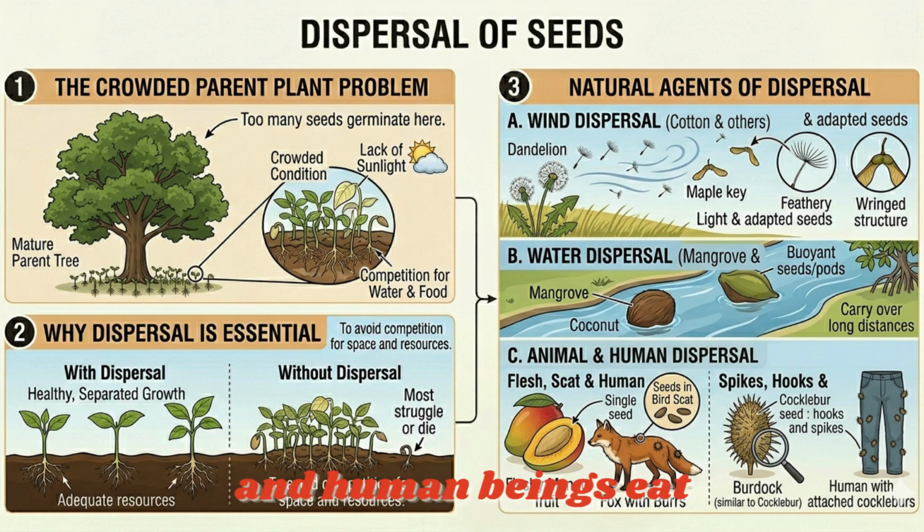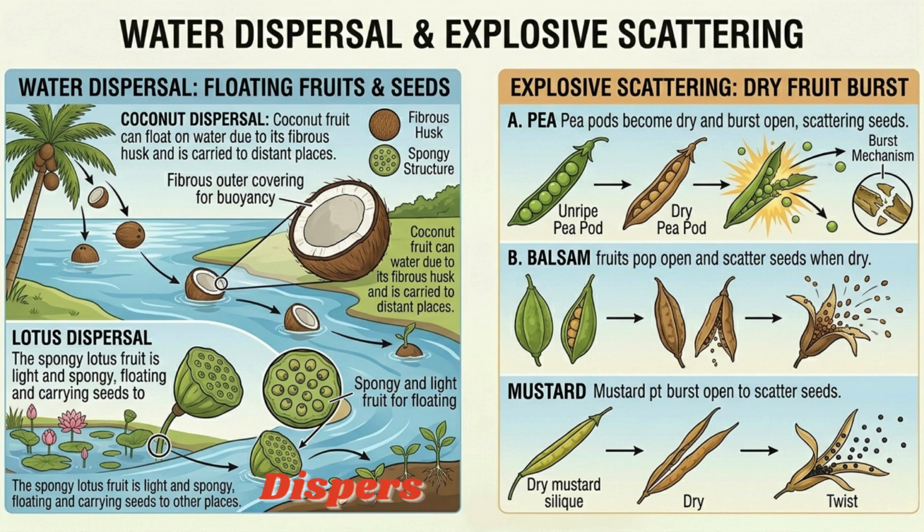Dispersal by animals. Animals and human beings eat some fruits like mango, papaya and apple and throw away the seeds of these fruits. These seeds can germinate. Seeds of some plants have spikes or hooks. These seeds get carried away by animals or human beings. For example, cocklebur seeds.